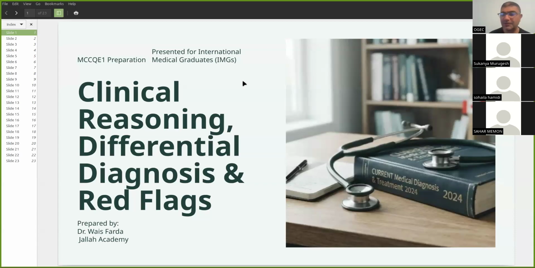In today's session, we will talk about clinical reasoning, differential diagnosis, and red flags in MCCQE1 preparation, which are the critical and most important aspects of the exam.